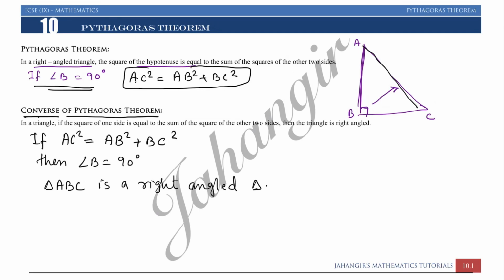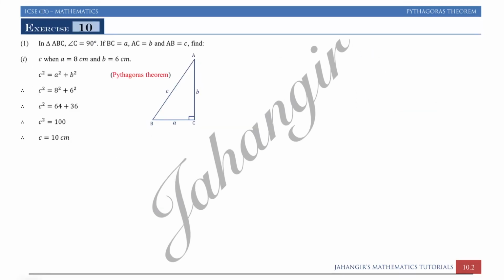So in Pythagoras, basically we have normal type of questions which are based on the right angle triangle. Some application questions are there and some proofs are there that you have to learn. Now we will start with exercise 10. In this chapter we have only one exercise.